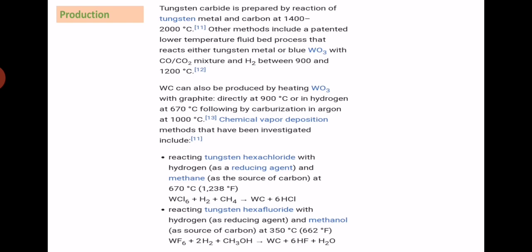Here, in the first process, tungsten hexafluoride is reacting with hydrogen and methane, that gives us tungsten carbide. In the second process, the tungsten hexafluoride is reacting with hydrogen and methanol, that gives us our tungsten carbide.